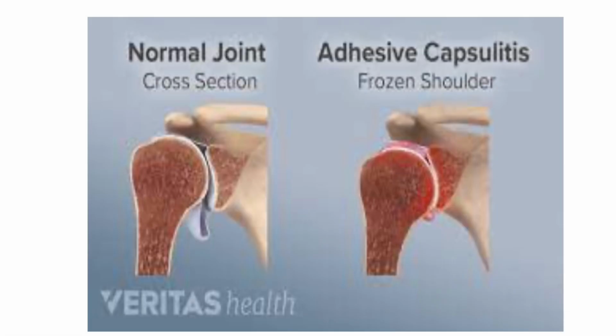This is a picture of a normal joint, and this is a picture of the frozen shoulder. You can see that it's red and inflamed and just irritated.